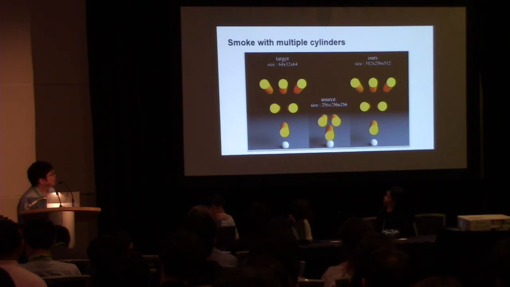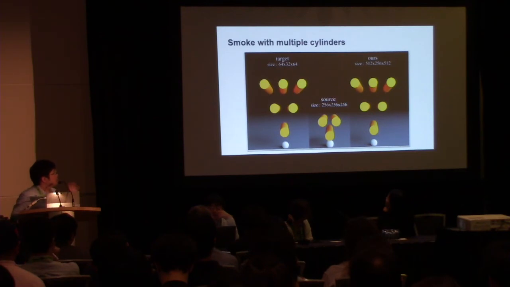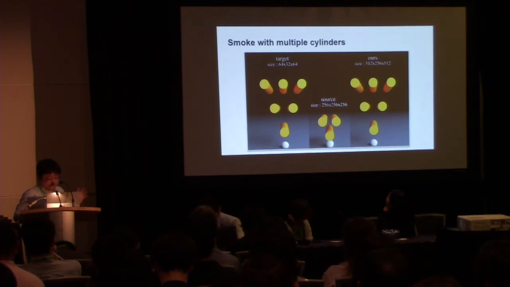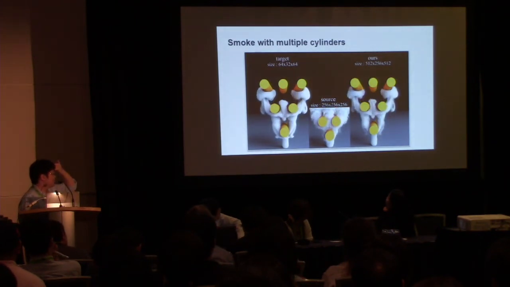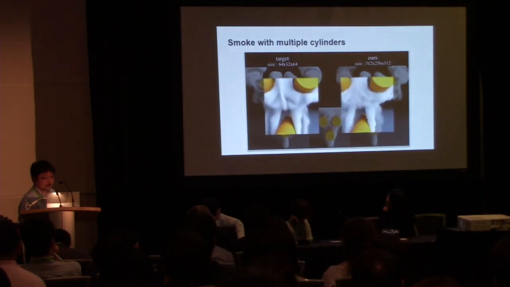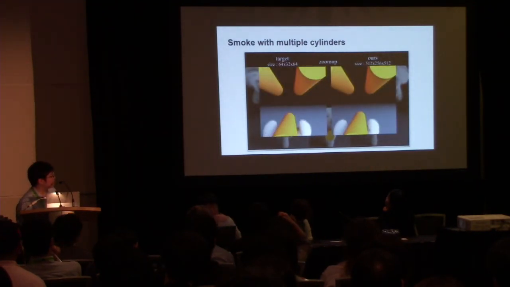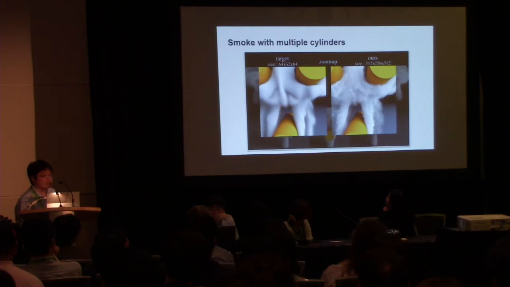So now I'd like to show two examples. First one is smoke with multiple cylinders. The left one shows the low resolution flow. It is called target, and the center one shows the high resolution flow. It is called source. And the right one shows our result. And zoom up view is shown. As you can see in this video, our system successfully transfers the detailed motion.